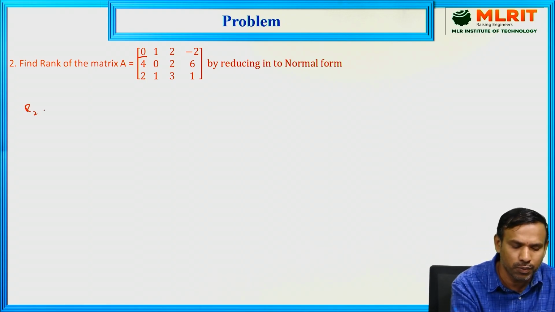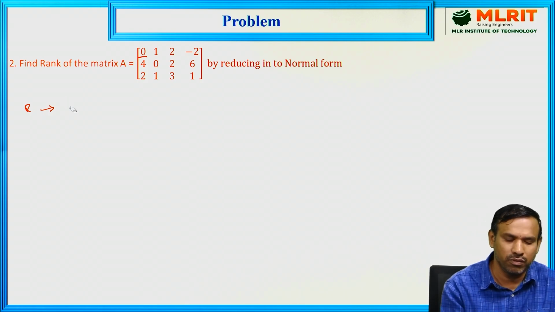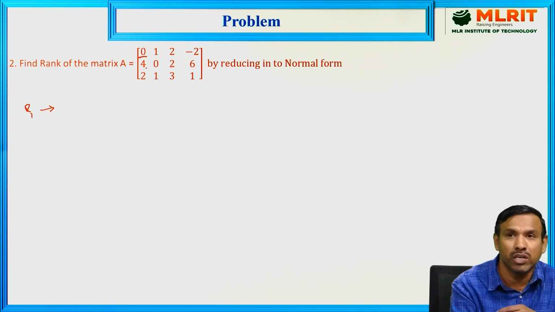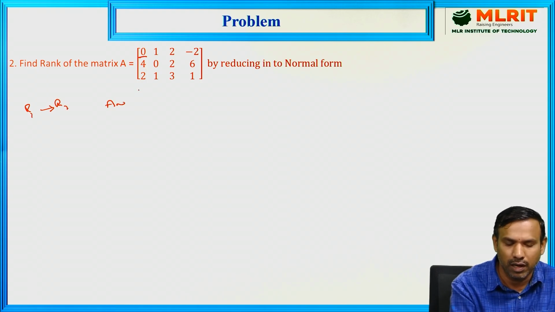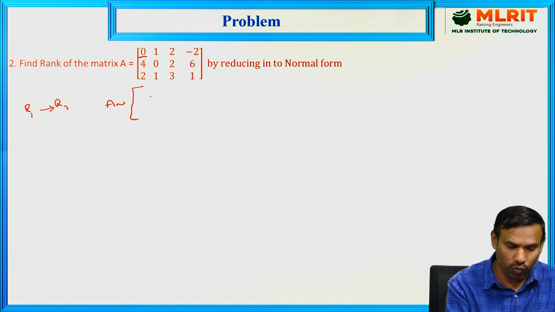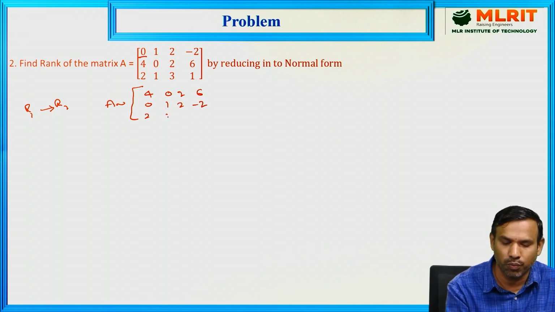R1 and R2 interchange, or as you wish. Anything we can interchange: R1 and R2, or R1 and R3. R1, R2 I am interchanging. So A is equivalent to, with R2 coming to the first place, 4, 0, 2, 6. And the first row in the second place: 0, 1, 2, minus 2. Third row we are not making any change: 2, 1, 3, 1. Now it is a non-zero element.